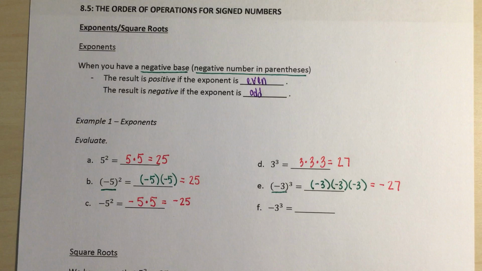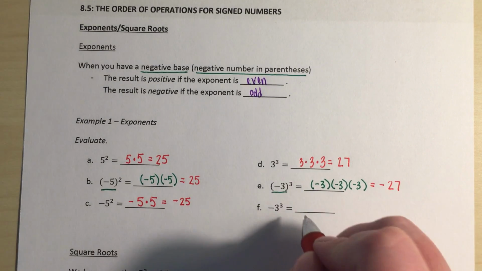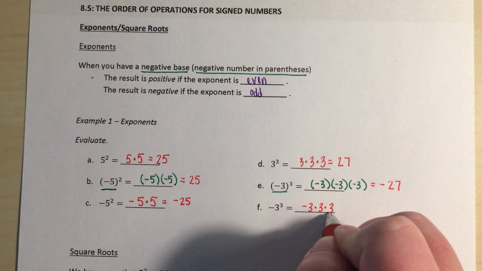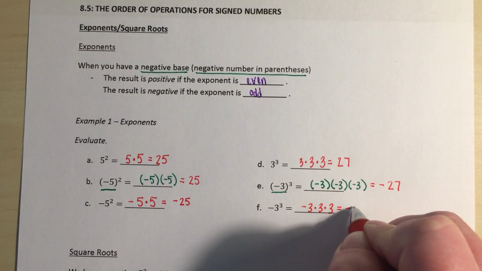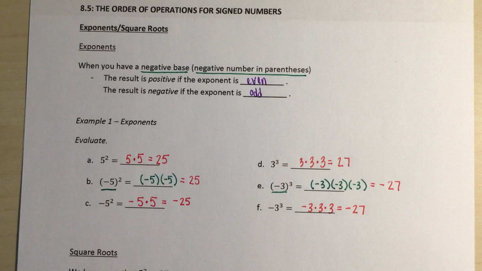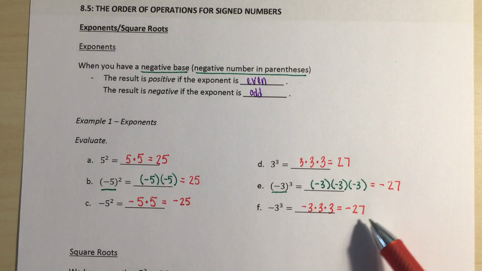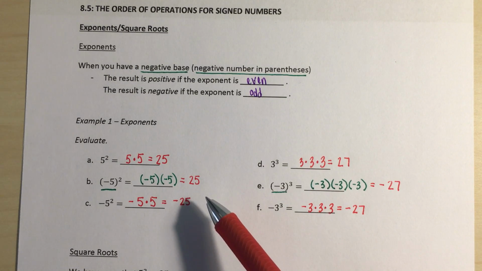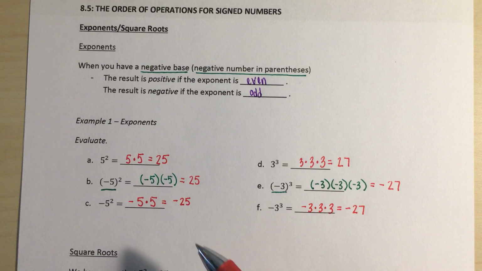F, just like this one over here, we only have one negative sign out front. So negative 3 times 3 times 3 gives us negative 27. So in this case, our answers to E and F are the same. They're both negative. Over here, we had different signs based on our negative bases.